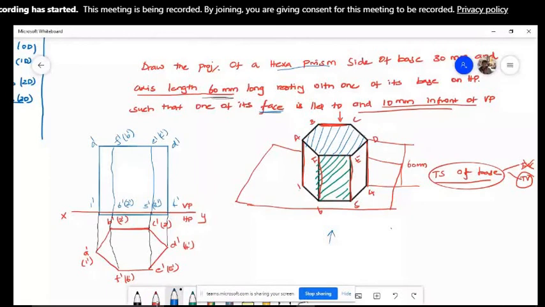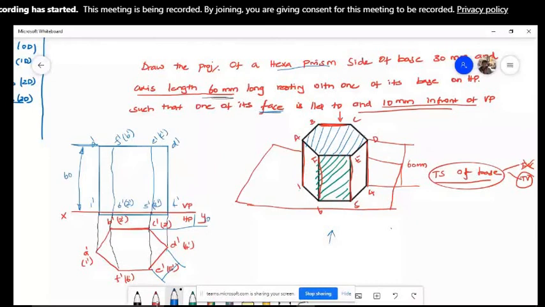Okay. And finally, you need to dimension 3 things as given in the question. One is the in-front-of distance, that is 10 mm. One side of a base, that is 30 mm. And the axis height, that is 60 mm. Okay. So you need to mention these 3 dimensions. Okay. So any doubts in this? No, sir.